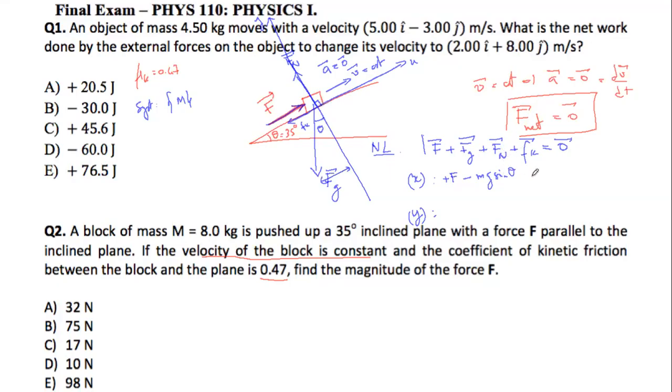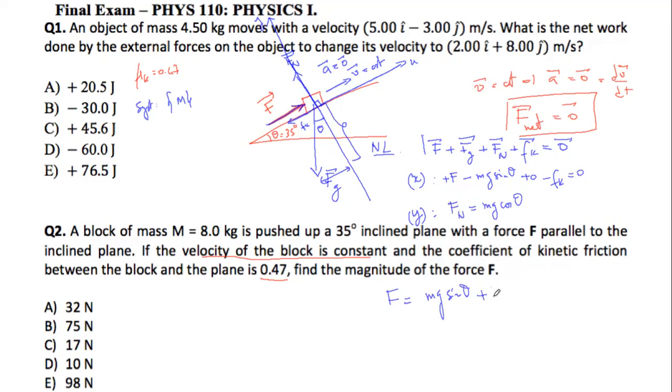Fn along x is just 0. And Fk along x is minus Fk. Along y, you will just have Fn equal to mg cosine theta. This component of the gravitational force is equal to the normal force. So if I combine both equations, I will have that F is equal to mg sine theta, don't forget it, plus Fk.